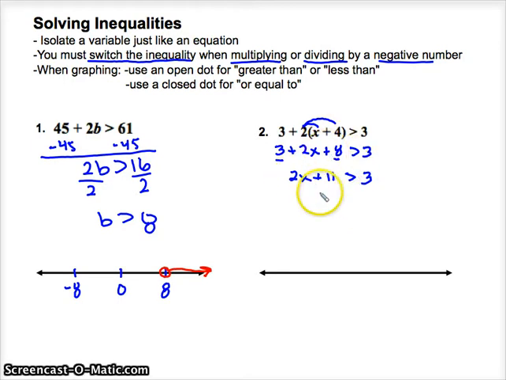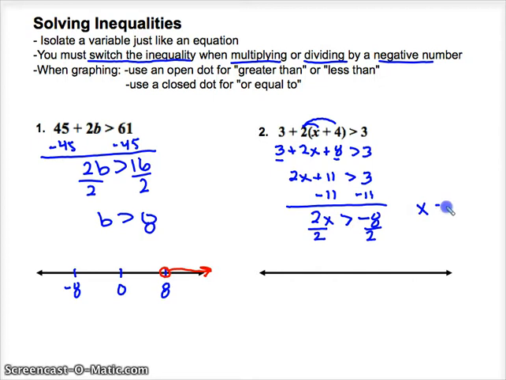Now I go ahead and subtract 11 from both sides. So 2x is greater than negative 8. Divide both sides by 2 to undo that multiplication, and I find that x is greater than negative 4. So I'll move down to my graph. I'll label 0, I'll label 4, and negative 4. Because the inequality is simply greater than, I'm going to put an open circle at negative 4, and I'll shade all values greater than negative 4 to illustrate the solutions to my inequality.